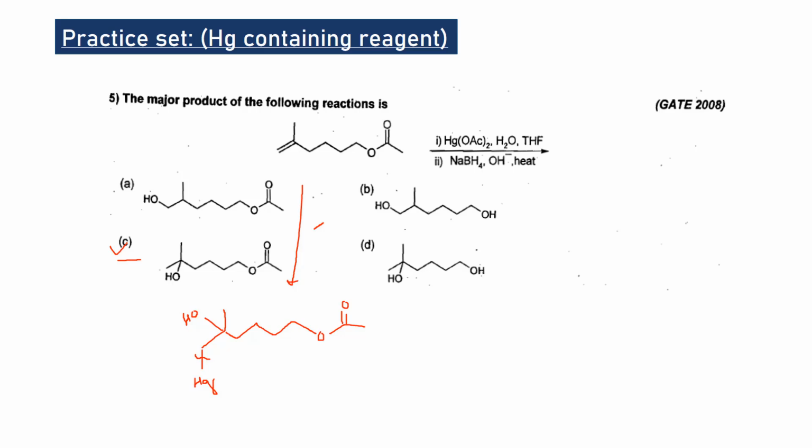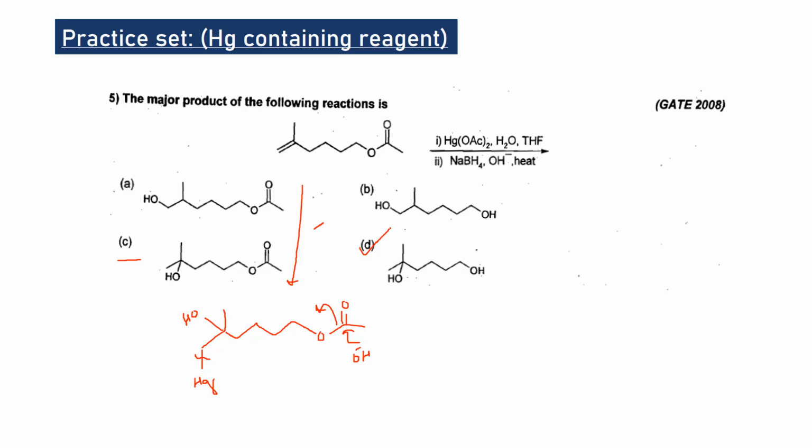So the correct option is option C. Oh sorry, not option C. Now, as NaBH4 will not only reduce this carbon-mercury bond, it will also reduce our ester group. So in the presence of ester, this will attack here and this opens up. So the correct option is option D. Correct option is option D.